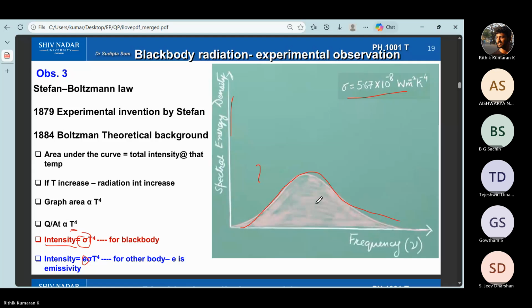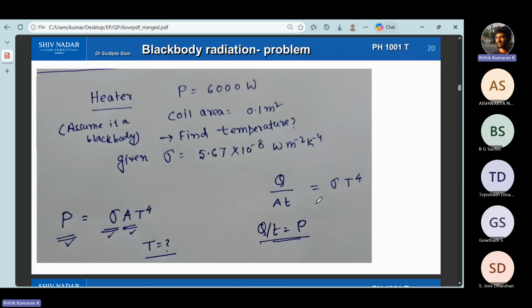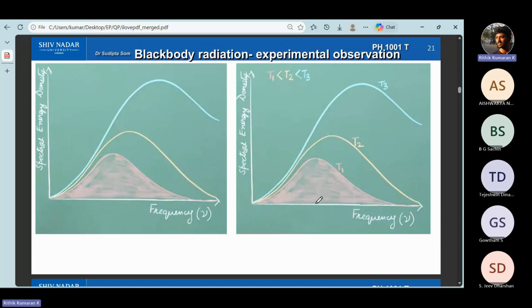Next is this question. You could use the formula P is equal to sigma A T power 4, and everything is given. The P is given, the A is given, and the sigma value is also given. You can just substitute and take the fourth root of the value. You would eventually end up with the T. So next, these graphs.